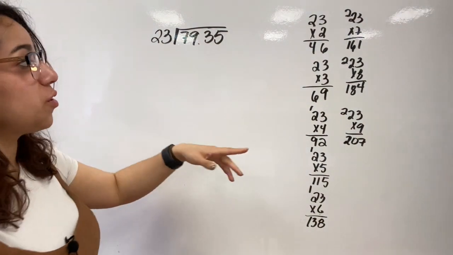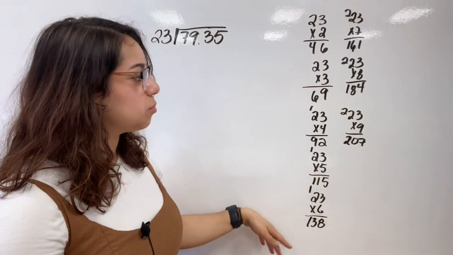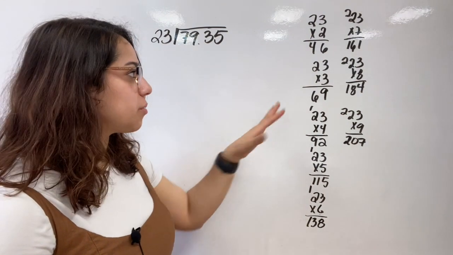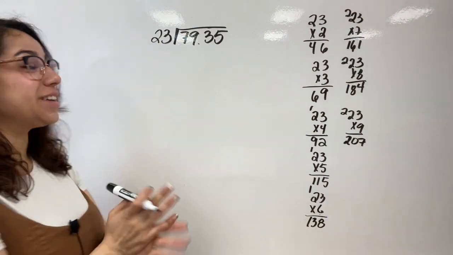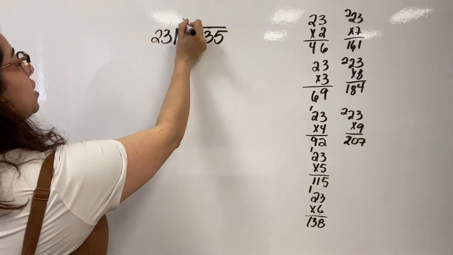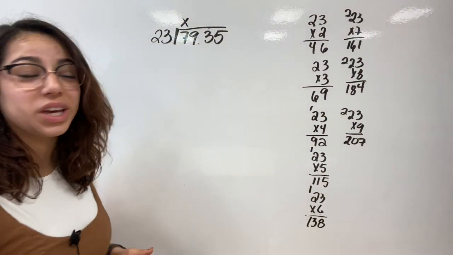So I started us off already. I put all of the multiplication of 23, so that way we can just have it ready and we can just get started. No dollar sign. Yay! So 23 goes into 7. It cannot because it's way too big.